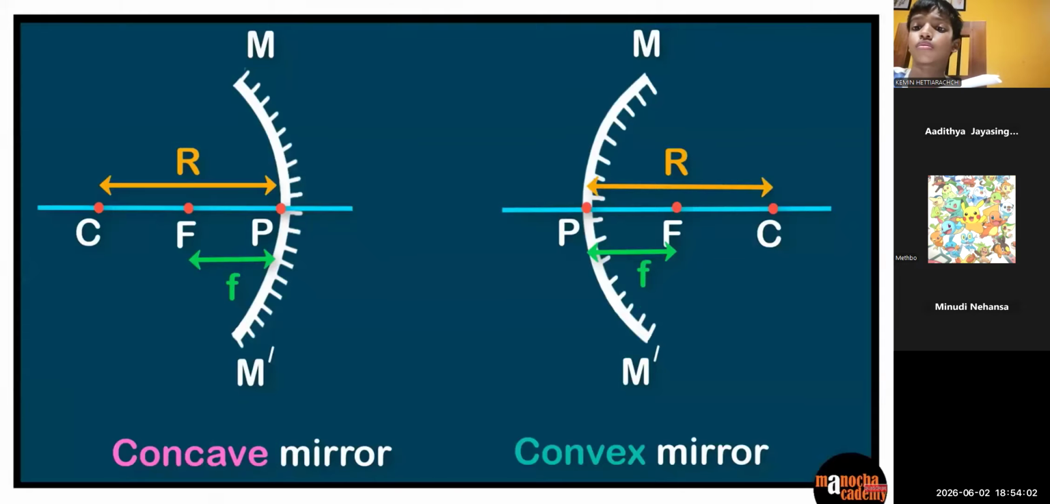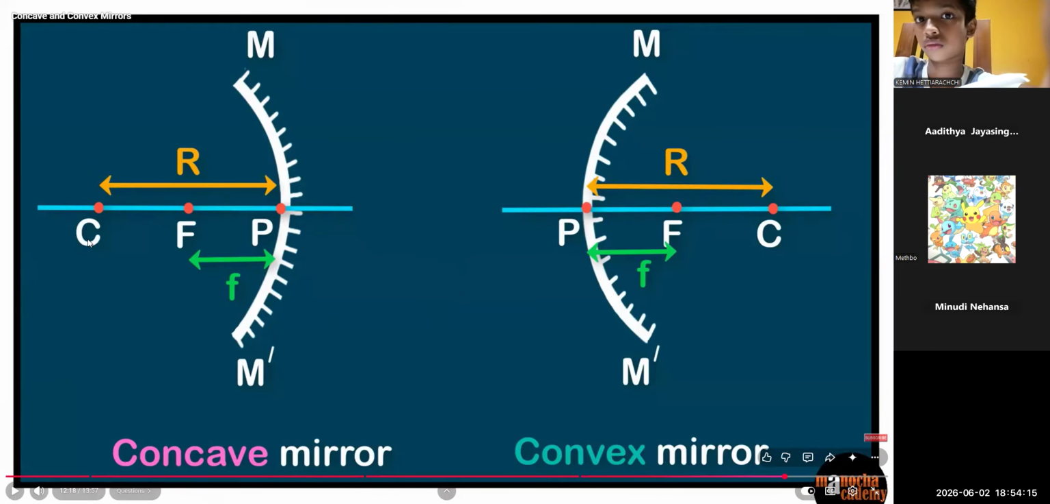Let's place the labeled diagram of a concave and convex mirror on our concept board. Now help me, kids. What is C? Center of curvature. What is F? Focus, or focal point. Very good. What is P? Pole. Very good.